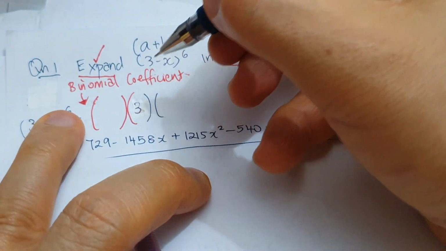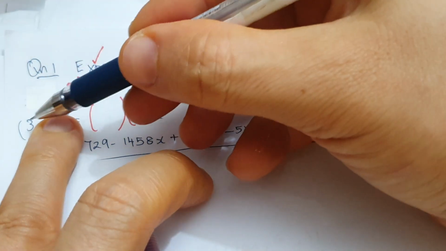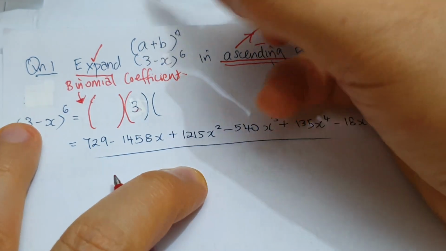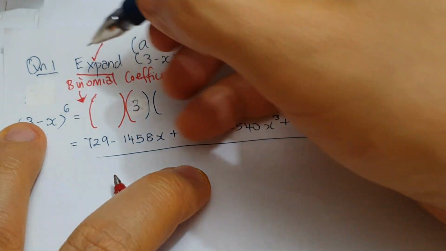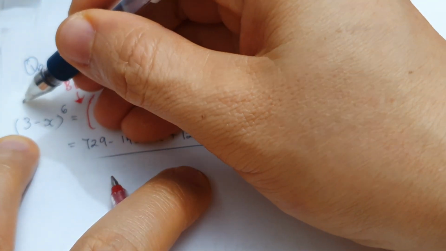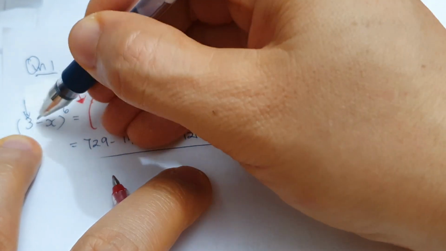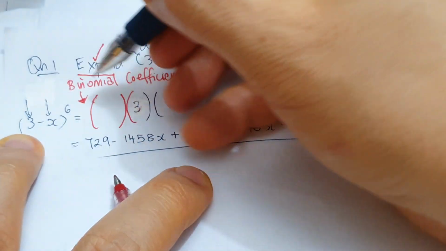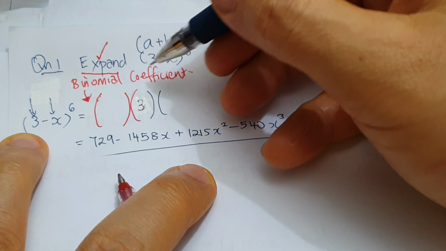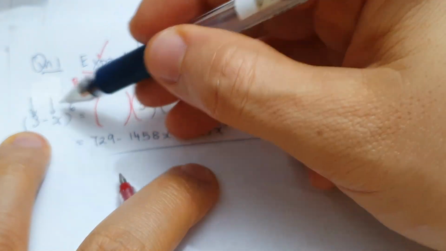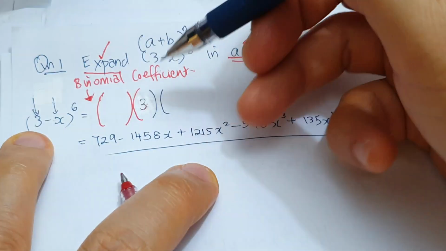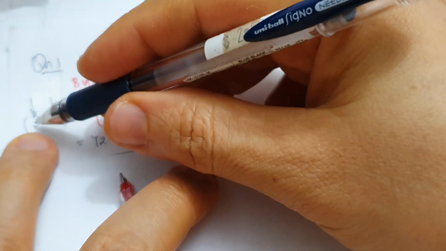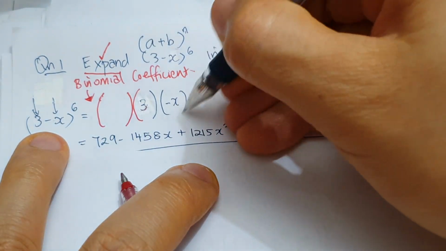So you see there's one term and two terms here. That's why it's called bi. In this binomial expansion, the bi means two, meaning that there are two terms inside this bracket. 1, 2. That's why it's called binomial. You are expanding something with two terms inside. So 3 is one of them, minus x is the other one.